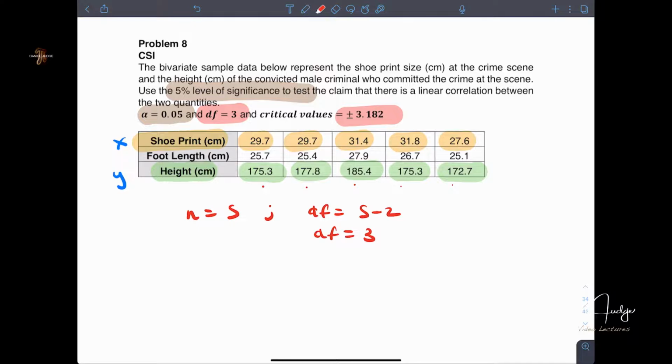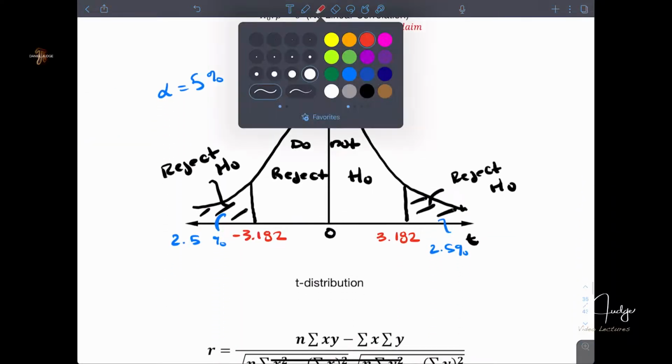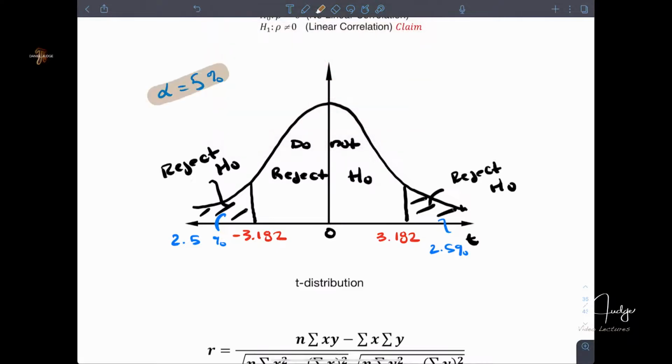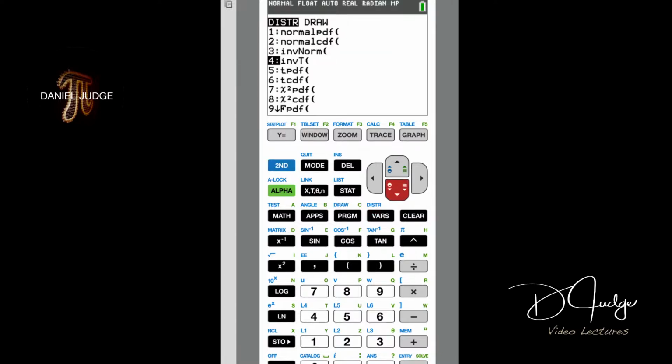All right, 5% degree of freedom is 3. So yes, remember this. 5% is alpha. 2.5% is in the left tail. We're going to find the critical value. So remember, second distribution, it's inverse t to do that.